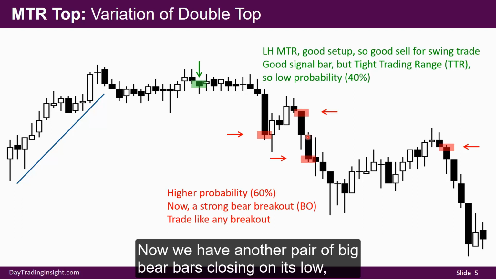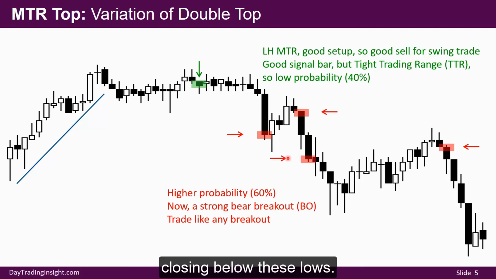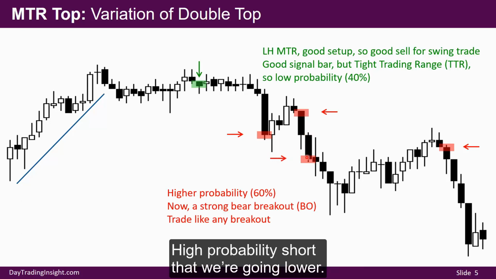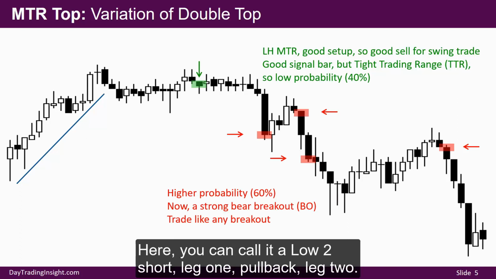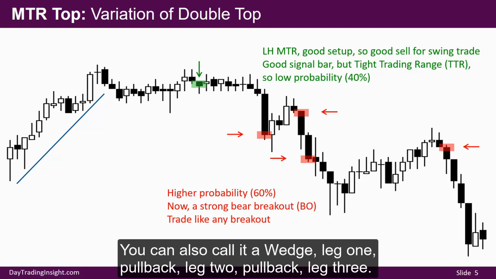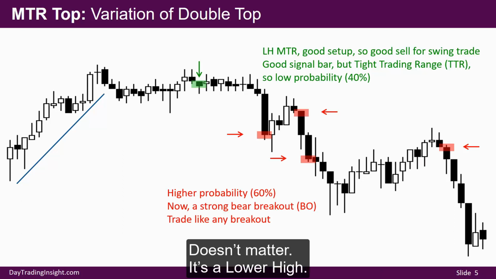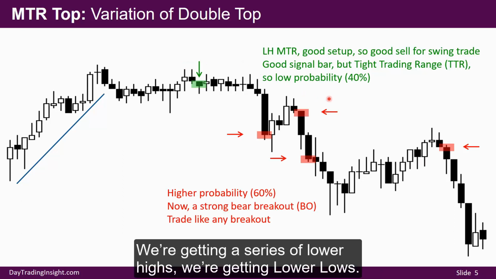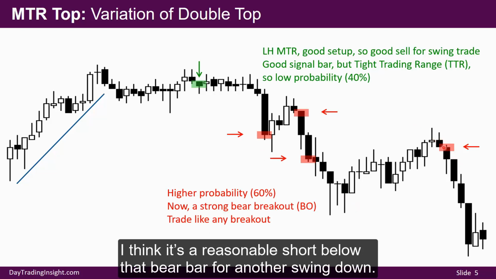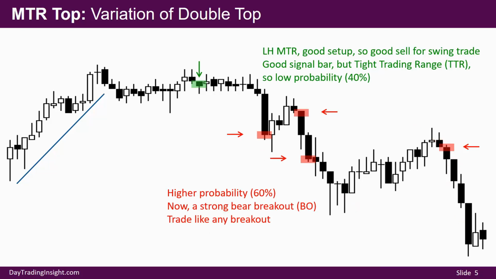Now we have another pair of big bear bars closing on its low, closing below these lows, high probability short that we're going lower. Here you can call it a low 2 short, leg 1, pullback, leg 2. You can also call it a wedge, leg 1, pullback, leg 2, pullback, leg 3, doesn't matter. It's a lower high. We're getting a series of lower highs, we're getting lower lows. I think it's a reasonable short below that bear bar for another swing down.